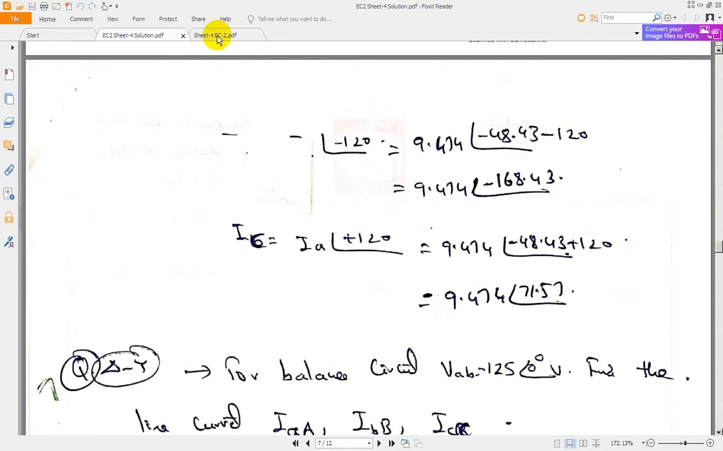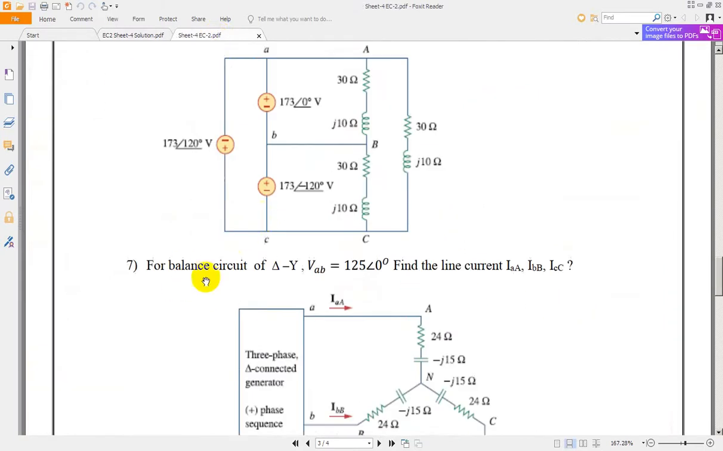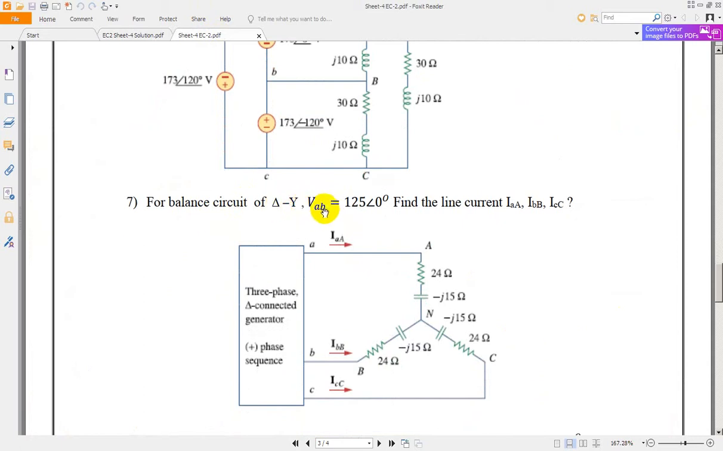Coming to question number 7. For a balanced delta-Y, VAB is equal to 125 at an angle of 0 degrees. We need to find the line currents IA, IB, IC. These are the line currents. This is a star network, and the source is delta connected. It is representing a delta connection, and it is a balanced circuit.